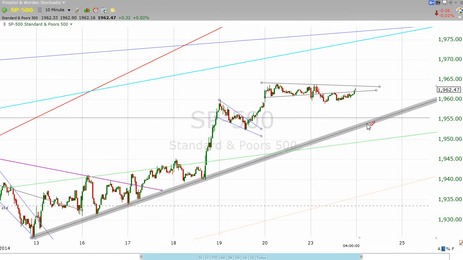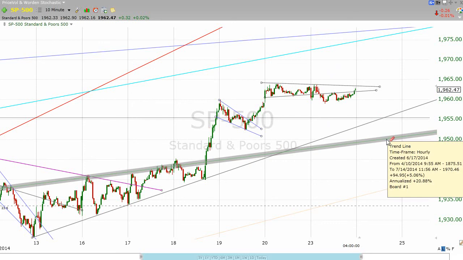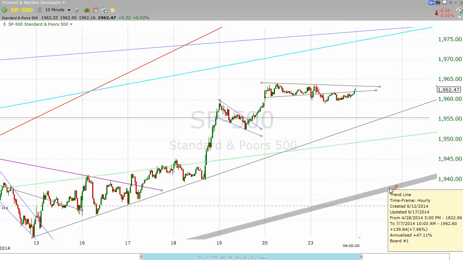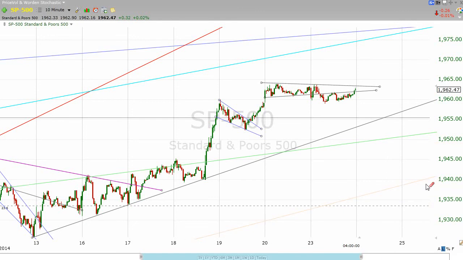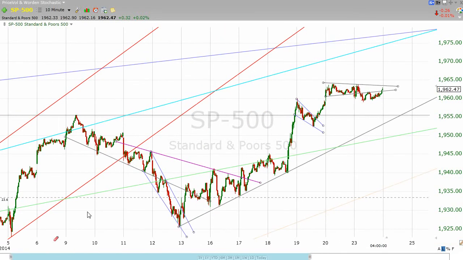If this breaks, then we could come back down to retest 1950, and if that gives way, then we could be headed for the 1930s or 1940s, depending upon when this might take place. So for right now, I don't see anything in this chart that worries me. I don't see anything that says that 1990 thing. I don't know. No, 1990.